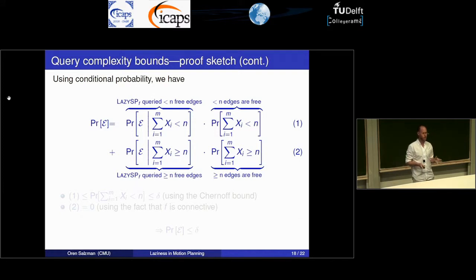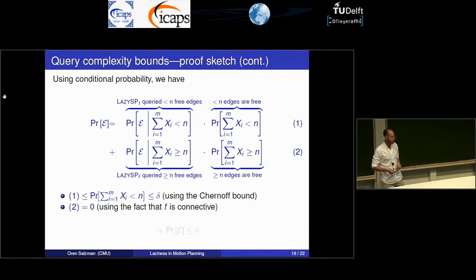Basically, the probability that our event will happen is, using conditional probability, this is probably second lesson in probability, the probability that LAZYSP queries a small number of edges, less than n edges, times the probability that all these edges are free, plus that LAZYSP queried more than n free edges, times the probability that this will happen. Now using the intuition that I mentioned in the previous slide, the probability that we're going to have a very small number of edges that are collision-free, we can bound this using the Chernoff bound. This is basically the first question that I asked.